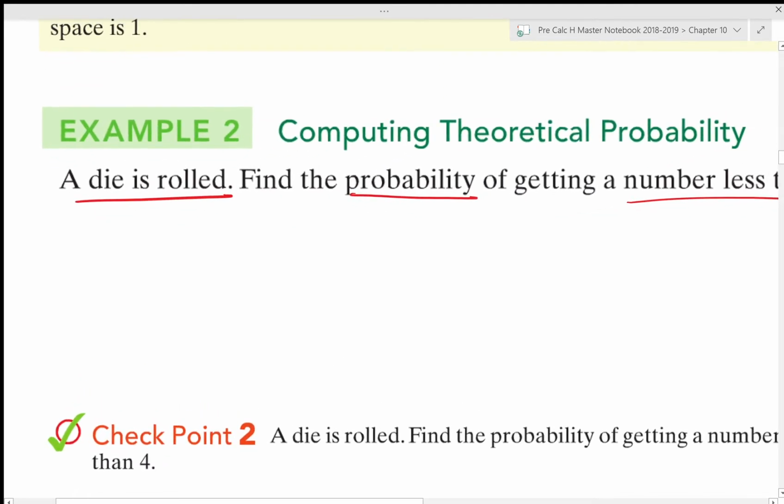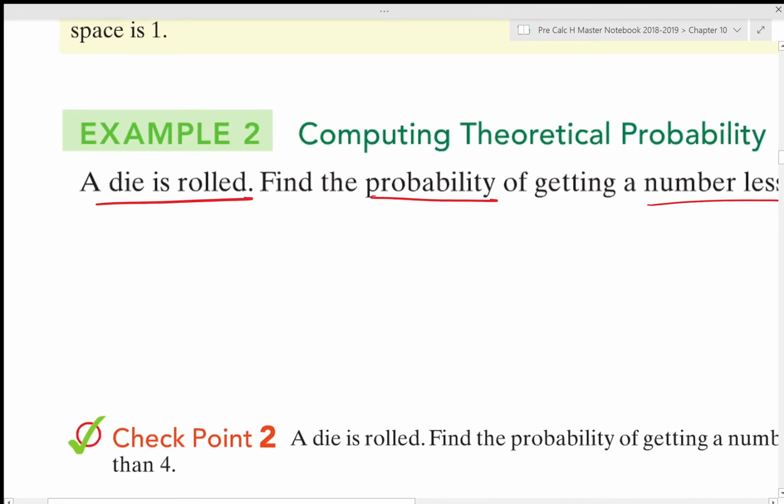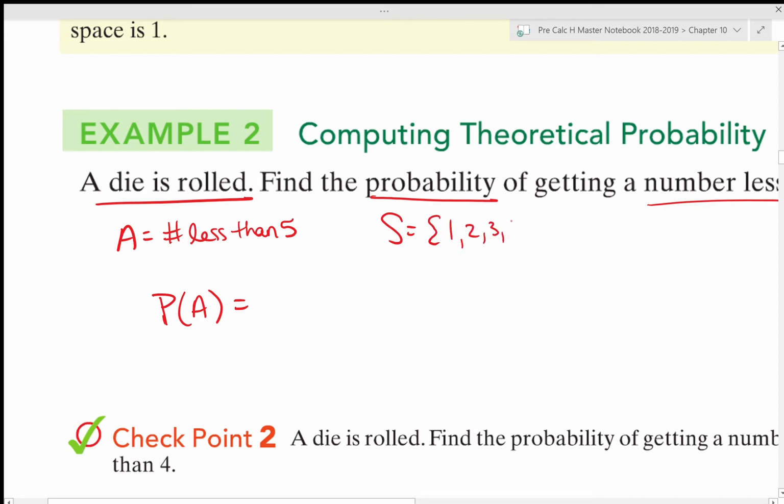Okay, so let's say a single die is rolled. Find the probability of getting a number less than 5. So this is where I'd use that letter A, where A is a number less than 5. I want to find the probability of event A happening. Well, I have to look at my sample space, the numbers 1 through 6. How many of them are less than 5? 4 of them. Out of how many? 6. So the probability of rolling something less than a 5 is 4 to 6, or you could simplify it to 2/3.